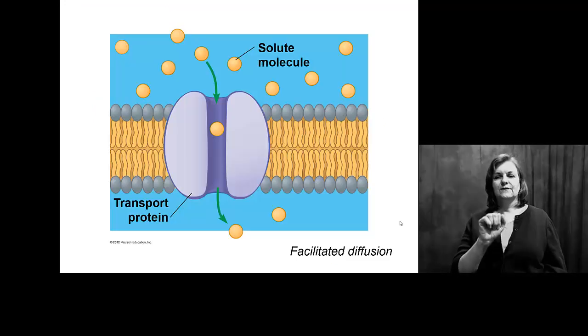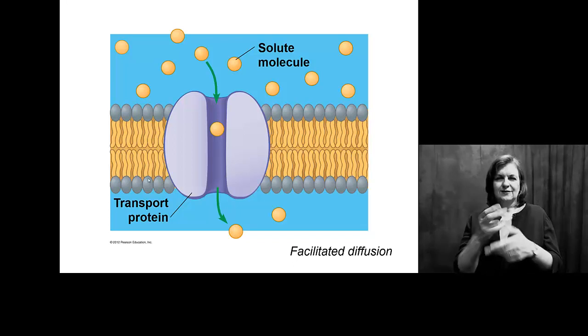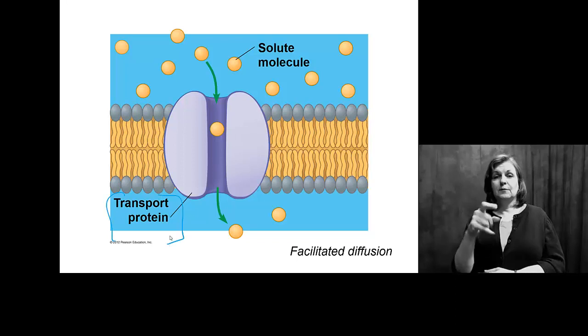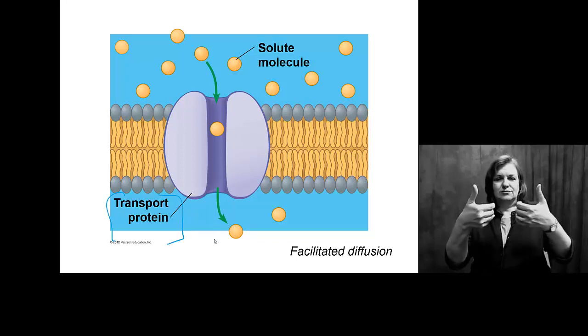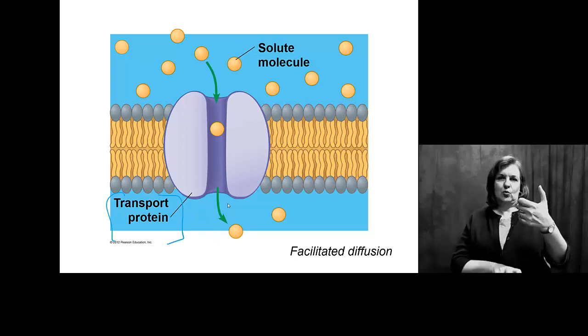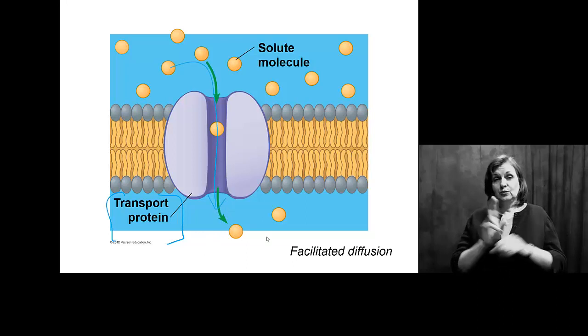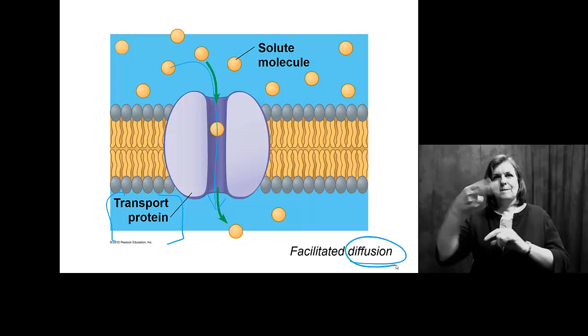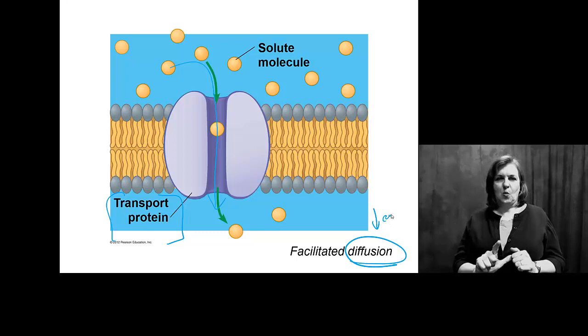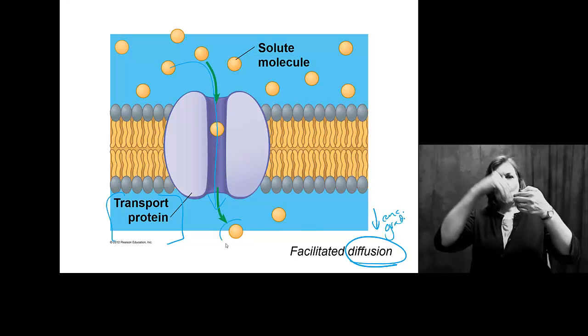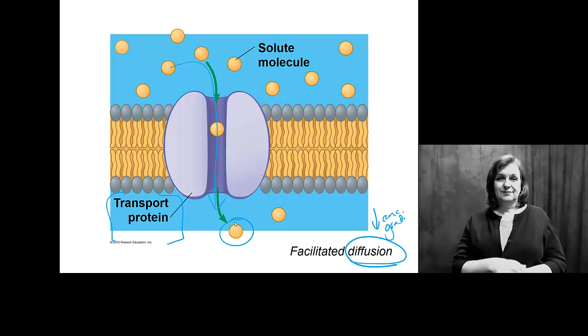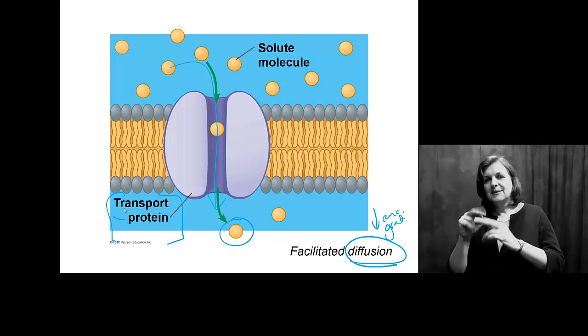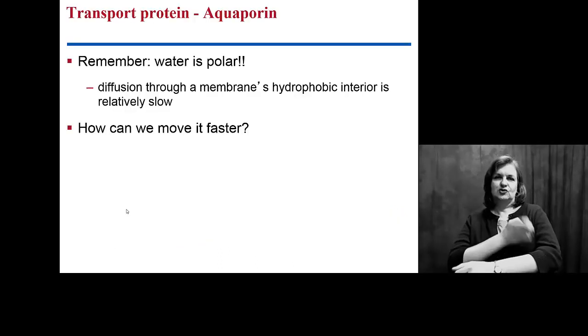So this is facilitated diffusion. You notice this protein, something known as a transport protein, is going to help and open up a larger space through which things can move. So what we're looking for is we're still moving by diffusion. It's still down a concentration gradient. It's larger molecules that are trying to move through. It's going to cost us because of building the transport protein.